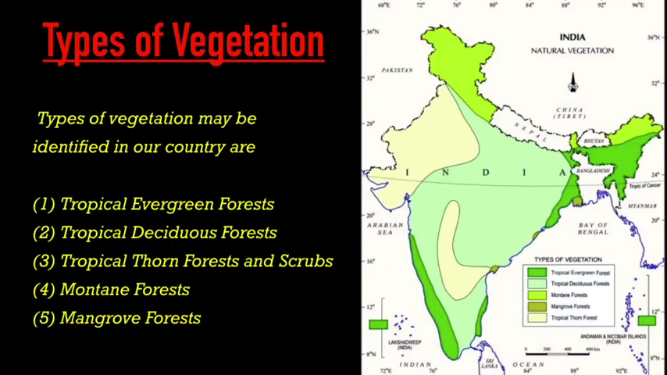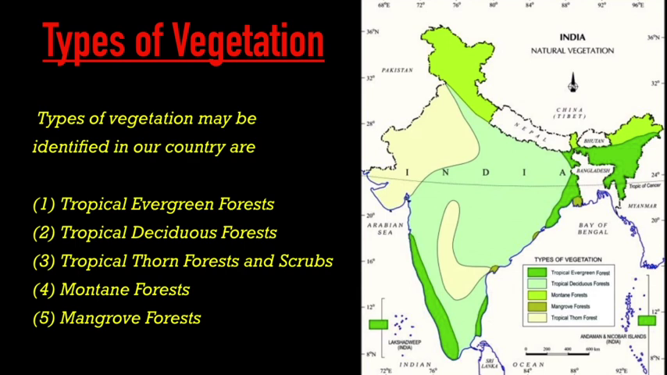So let us discuss the types of vegetation. There are five main types of vegetation that are identified in our country. First is tropical evergreen forest. Second, the tropical deciduous forest. Third, the tropical thorn forest and shrubs. Fourth is mountain forest, and the last is mangrove forest.